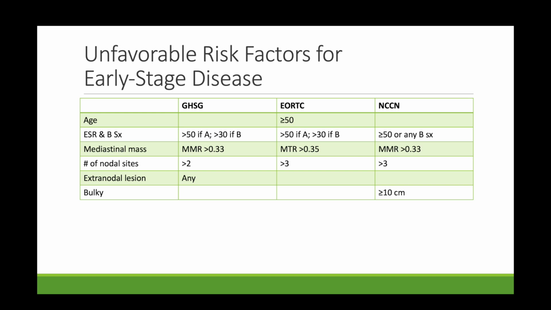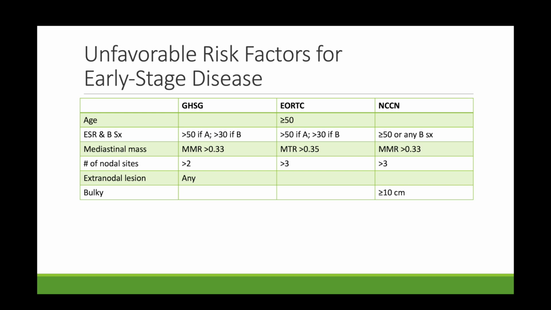And then finally, the ESR of greater than 50 is considered unfavorable if there's no B symptoms. But if patients do have B symptoms, then an ESR of greater than 30 is considered unfavorable. And that applies for the German Hodgkin's and EORTC. NCCN says if you have any B symptoms, then you're considered unfavorable, or if you have an ESR of 50 or higher. And then those are the things that are consistent across all the groups: ESR and B symptoms, the mediastinal mass ratio, and the number of nodal sites.